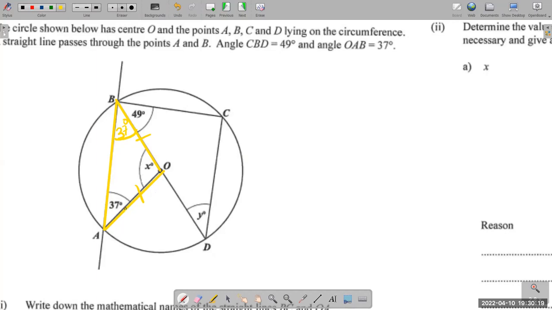Okay, good. What's the next thing you're seeing? Anybody seeing the diameter rule? The 90 degrees, the angle on the diameter?